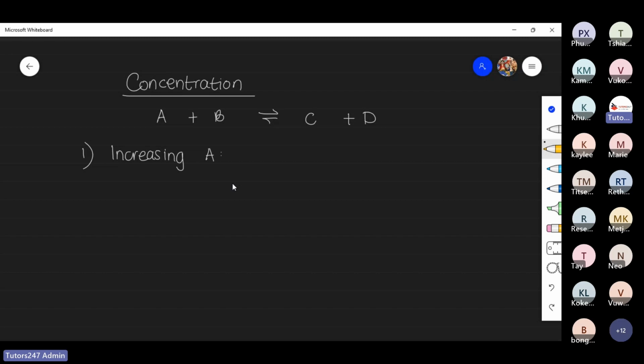We're first going to state that the forward reaction is going to be favored. Why are we favoring the forward reaction? Because that is the reaction that uses up the extra A that was added to the system. And secondly, we are going to state that the equilibrium position shifts to the right.